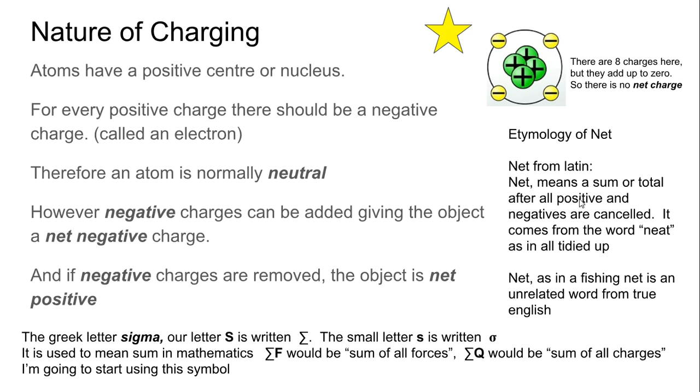Net means a sum or total after all the positives and negatives are canceled. It comes from the word neat, as in all tidied up. Net, as in a fishing net, is an unrelated word from the true English language, but in some ways you can kind of go, net charge is what you got left over after you've run everything that cancels out through your fishing net. So if we remove negative charges, the object is net positive. If we add negatives, it's net negative.